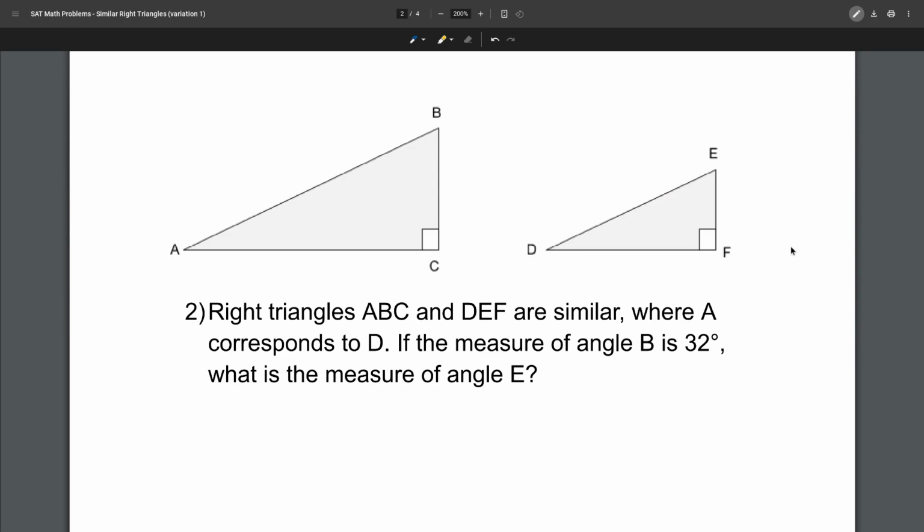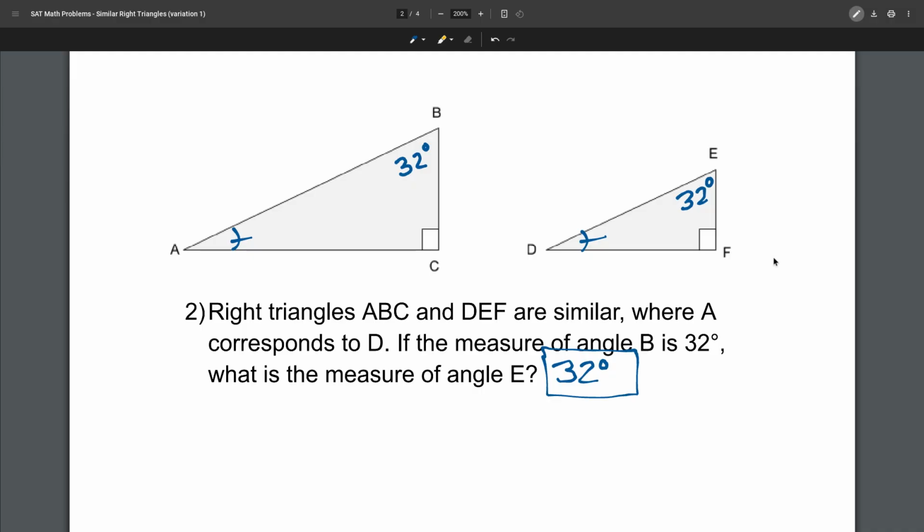So number two reads, right triangles ABC and DEF are similar, where A corresponds to D. Okay. If the measure of angle B is 32 degrees, what is the measure of angle E? Well, notice here that C and F are right triangles. So that means that B and E correspond to each other. So therefore, E has to measure 32 degrees as well. So my answer to the second one is 32 degrees.